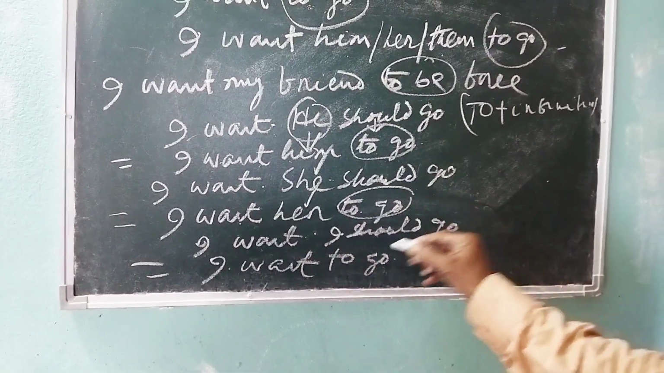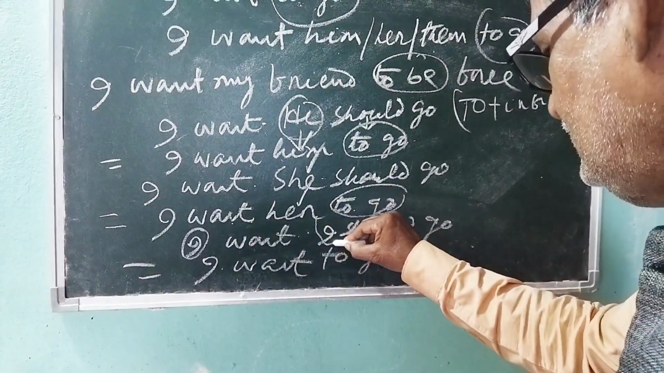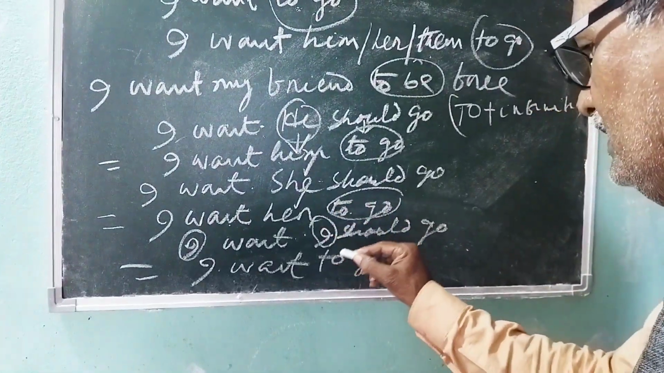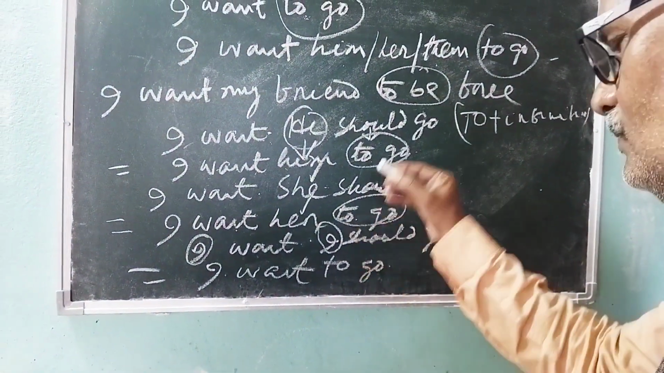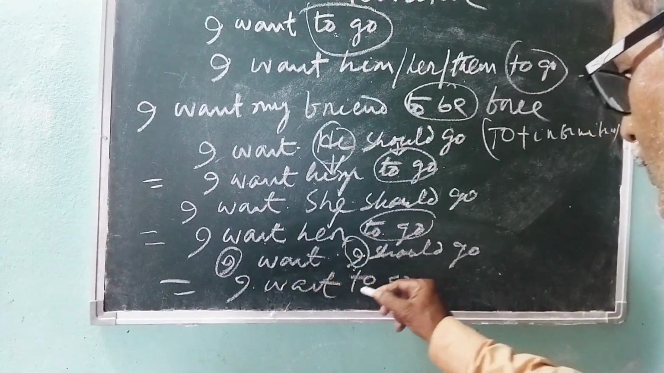I want, I should go. In the first sentence, the subject is I. In the second, the subject is also I. So in case of similar subjects, you won't have to bring the object from the subject. So, I want to go.